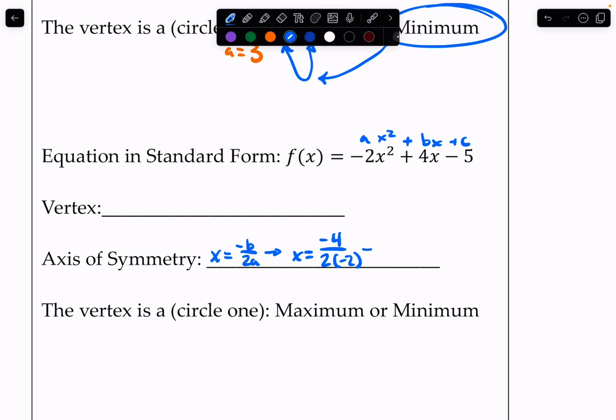Now we can simplify that. Negative 4 over negative 4 equals 1. So x is 1, our axis of symmetry, which means my vertex has an x value of 1. Now, to figure out the y value of the vertex, we actually have to take this x value and plug it into the function.